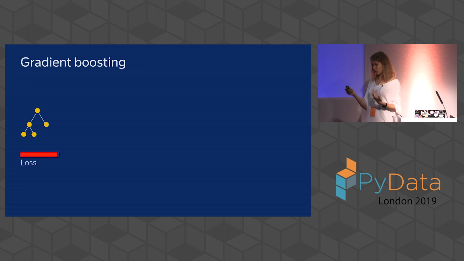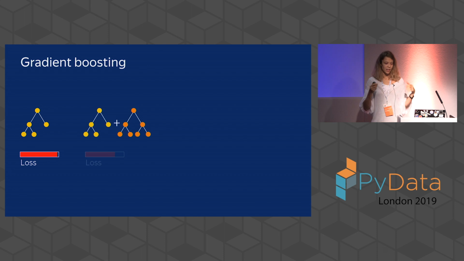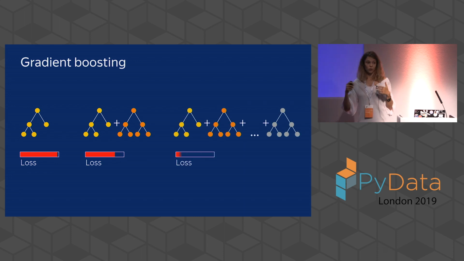Now, how does it work? Gradient boosting is an iterative algorithm. Gradient boosting usually works with decision trees, and it works as follows. First, we build one decision tree so that the training error is reduced a little bit. Then we train one more decision tree, so the training error reduces even more. And then we do it hundreds or thousands or even tens of thousands of times.